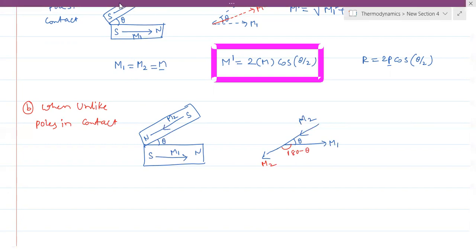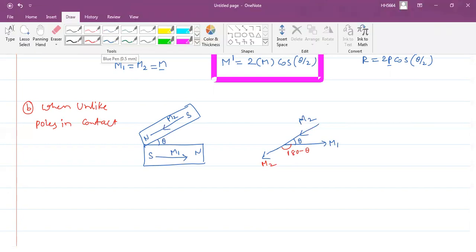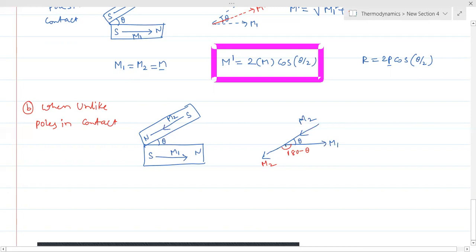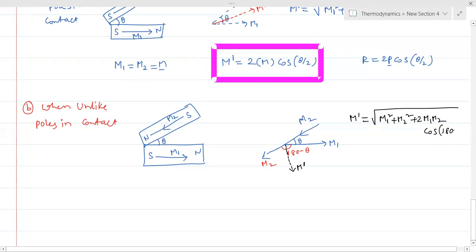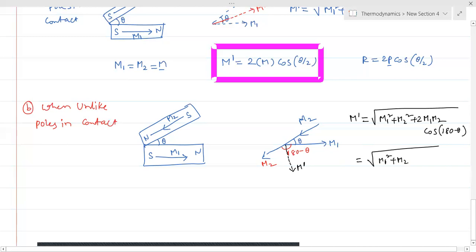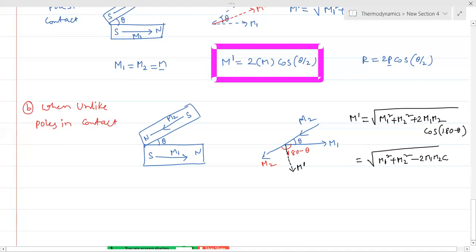So this is M2. Next, we are taking the resultant. If this is M1, M2, somewhere in this plane we have M dash, that is the resultant. M dash is equivalent to root over M1 square plus M2 square plus 2 M1 M2 cos of 180 minus theta. Cos of 180 minus theta means minus cos theta. So that equals root over M1 square plus M2 square minus 2 M1 M2 cos theta. So that is their resultant.